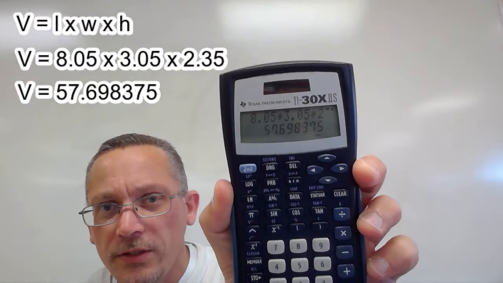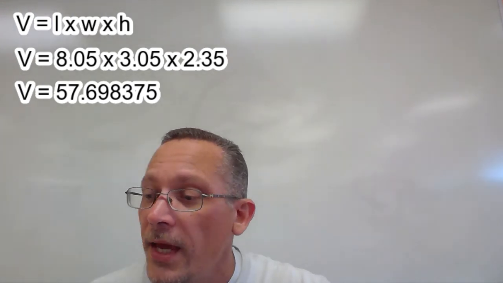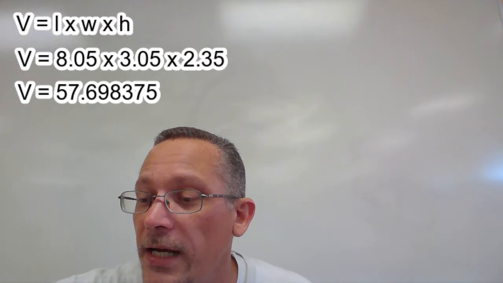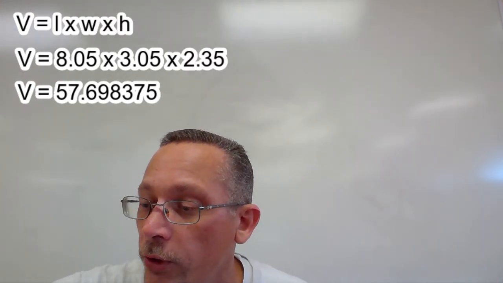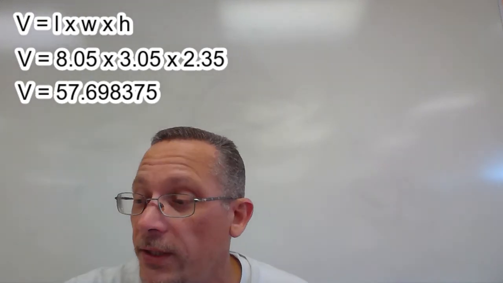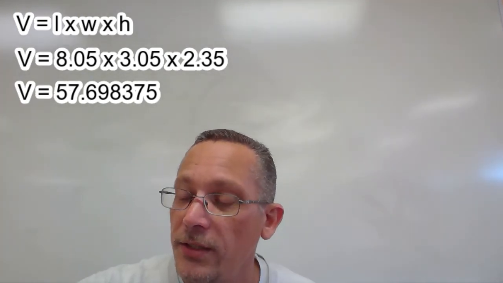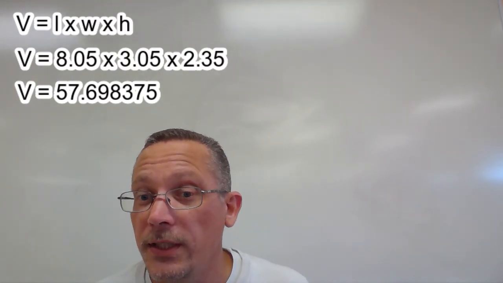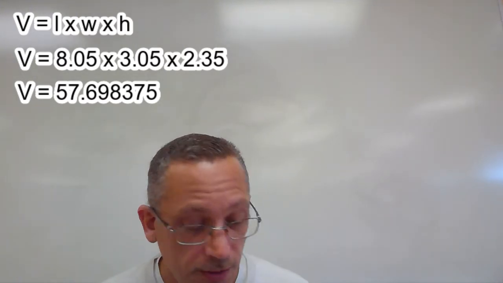Now, here's the thing, I have to round that number. That's a lot of digits in that number. And each one of my measurements had 3 significant digits. I had 8.05, which is 3 significant digits, 3.05, which is 3 significant digits, and 2.35, which is 3 significant digits. Remember, when we multiply, we have to round to the least number of significant digits. They all had 3. So I'm going to round to 3 significant digits.